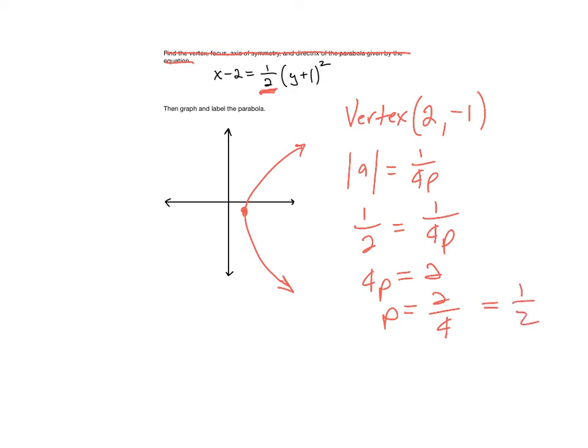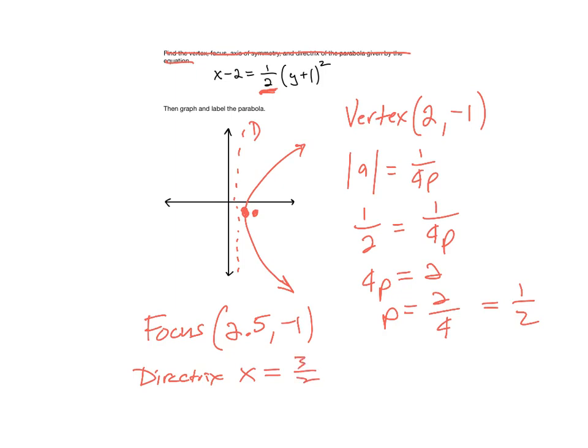So the distance from the vertex to the focus, which our parabola here is going to be to the right. There's our focus. The focus is going to be at the point 2 plus 1/2, so 2.5, negative 1. And the directrix is going to be that same distance, 1/2 to the left. So this is directrix. Directrix is going to be 2 minus 1/2. So directrix is going to be the line x equals 2 minus 1/2, which is 3/2 or 1.5.